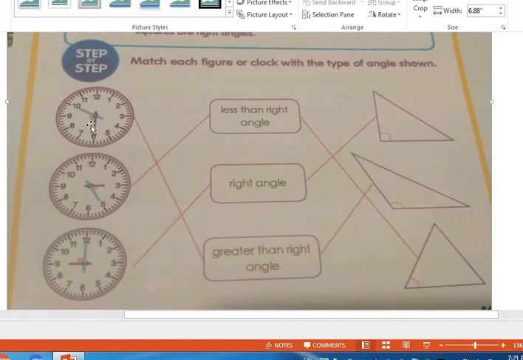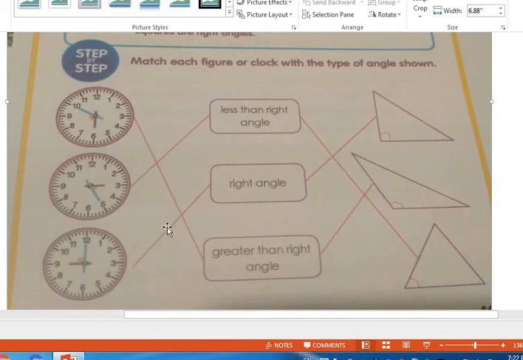Yes, greater than the right angle, and it's called obtuse. This one, less than a right angle, or greater than a right angle, or equal to a right angle? Less than a right angle. This one, right angle, or greater than right angle, or less than right angle? This is a right angle. It gives me the shape of a square inside.